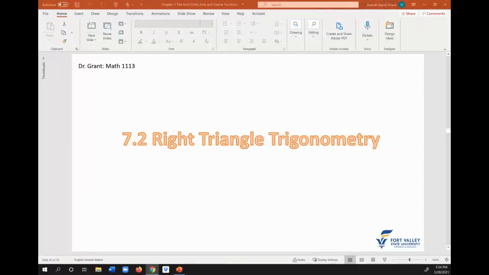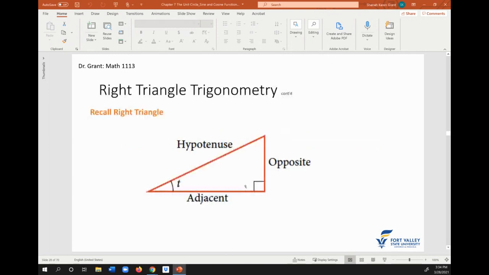Hello everyone. So today we're going to look at section 7.2, which talks about right triangle trigonometry. So if you recall, a right triangle has two legs and we have a hypotenuse.